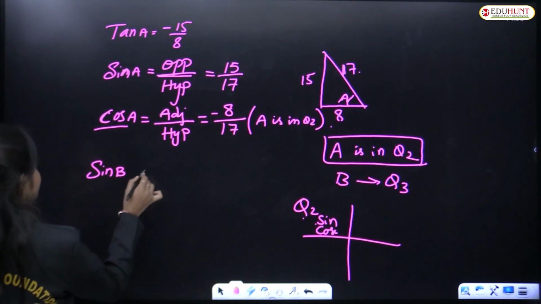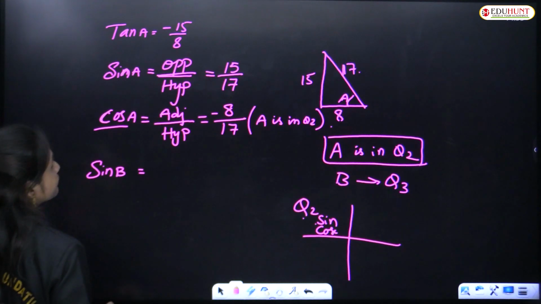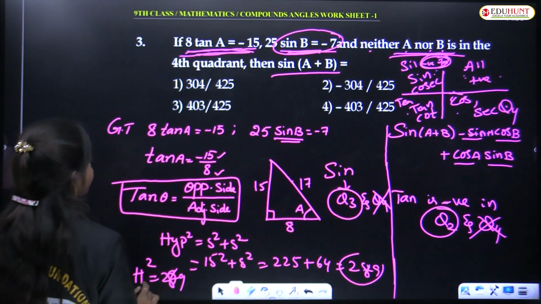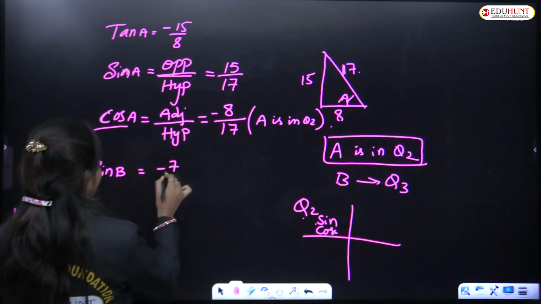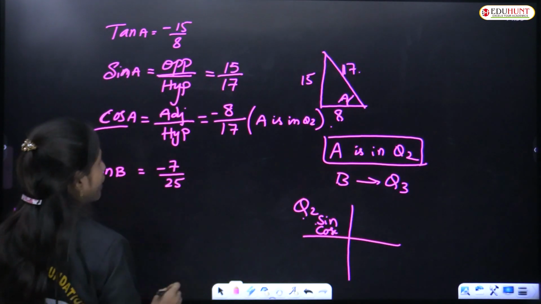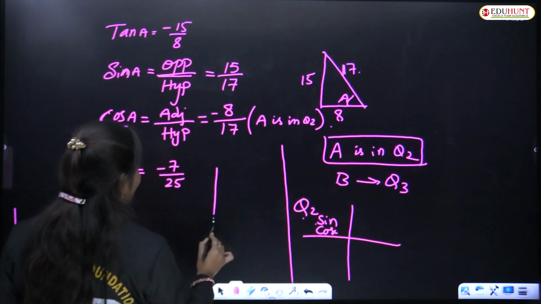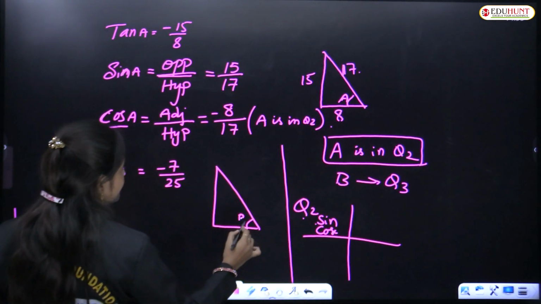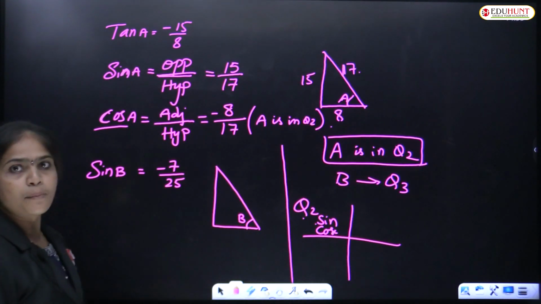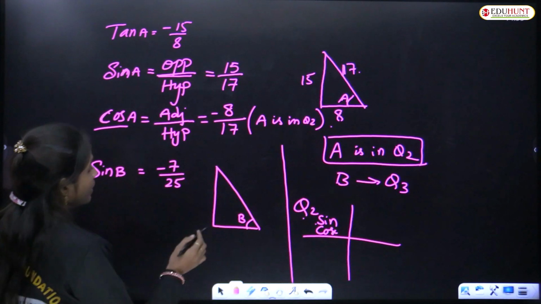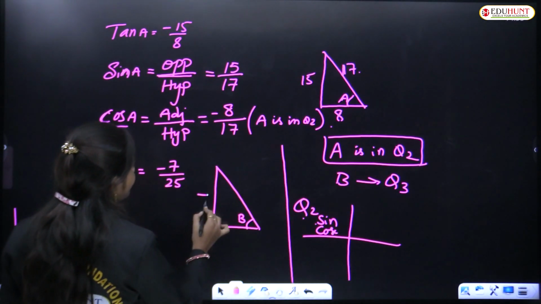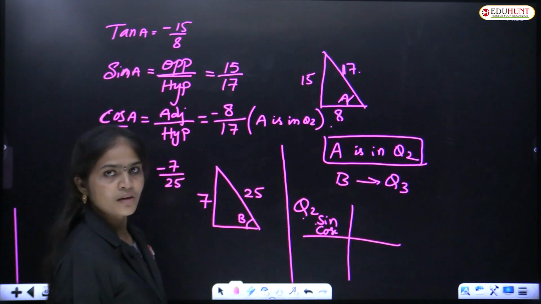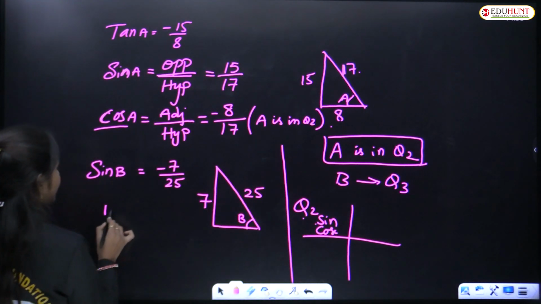Next, sin B value they have given. What is that? Sin B is equal to minus 7 by 25. Again draw the triangle. Here sine B. So the sine formula is opposite by hypotenuse. So opposite is 7, hypotenuse is 25. The hypotenuse they have given.